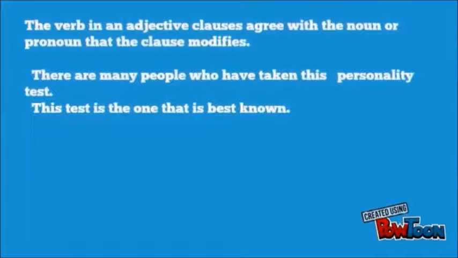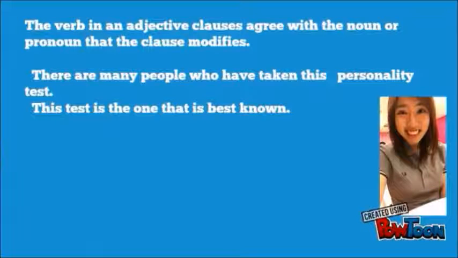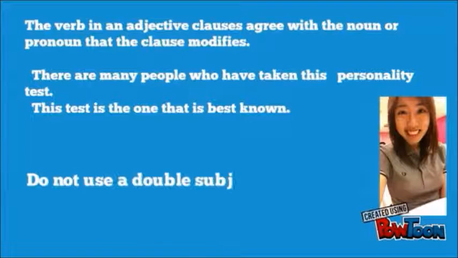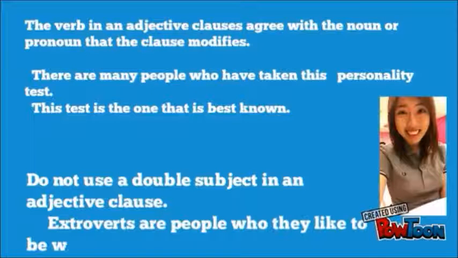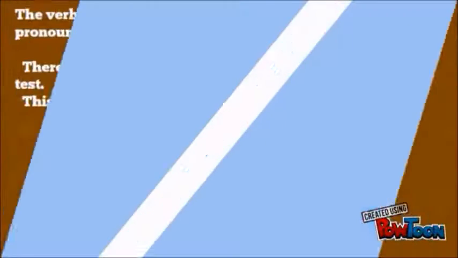The verb in an adjective clause agrees with the noun or pronoun that the clause modifies. For example, there are many people who have taken this personality test. In this sentence, the verb have taken agrees with the noun people that the clause modifies. Another example, this test is the one that is best known.